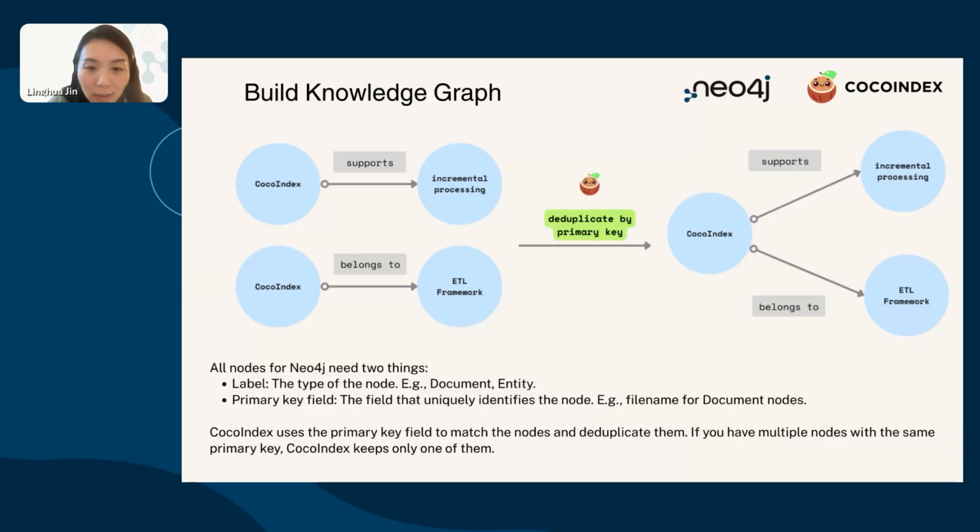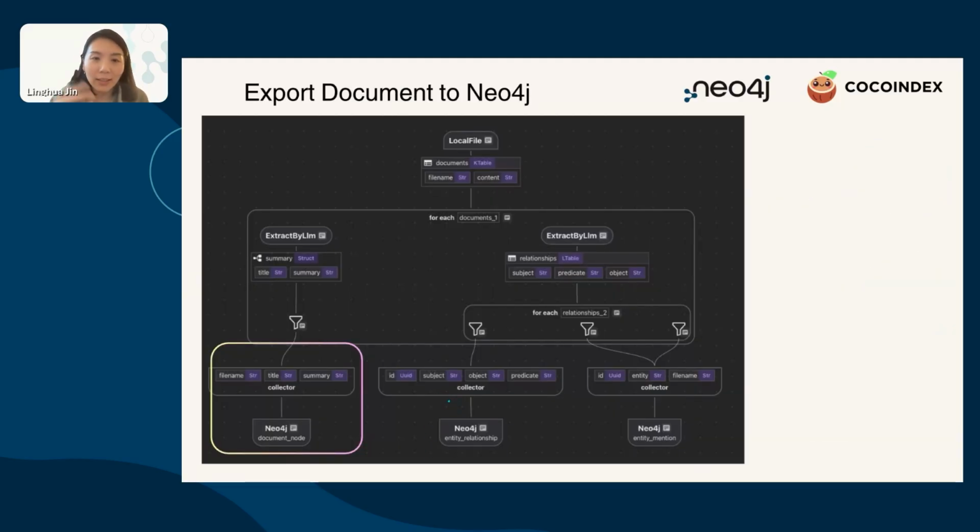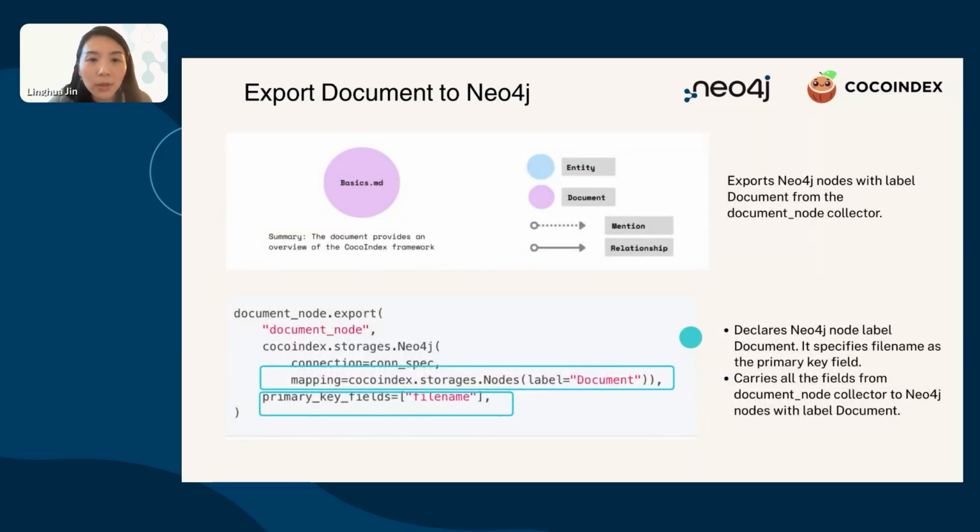structures to Neo4j. Once you have collected data in a collector, what you simply do is, I have this document node collector. Then I just export it to Neo4j with a mapping to the document node, and the primary field will be the file name. So this exports a Neo4j node with label document from the document node collector. It declares the Neo4j node label document, specifies file name as the primary key field, and it will automatically carry all the fields you collected earlier as attributes to the Neo4j node.